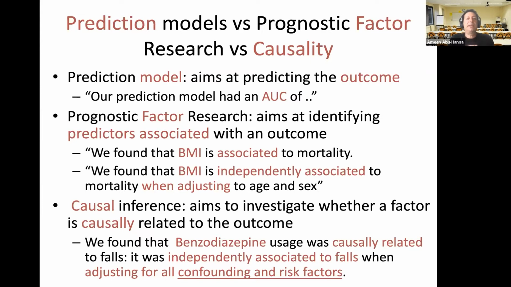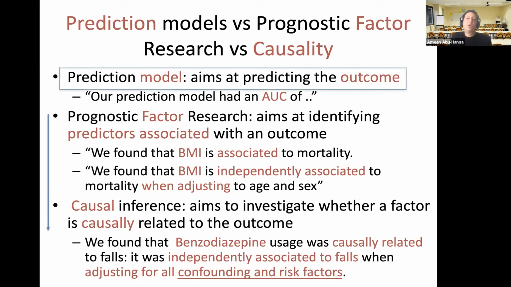But keep in mind that we have different related topics when we talk about prediction models. Prognostic factor research can lead at the end to causal inference if you do it correctly. But the focus of today is on prediction models. So we're just interested in providing risk estimates of an outcome, and we want to know how good these are. Other questions about this slide?